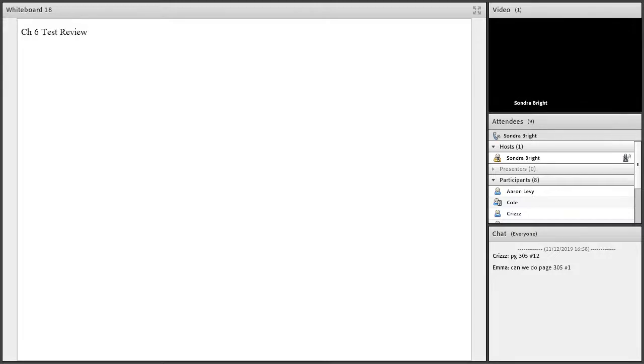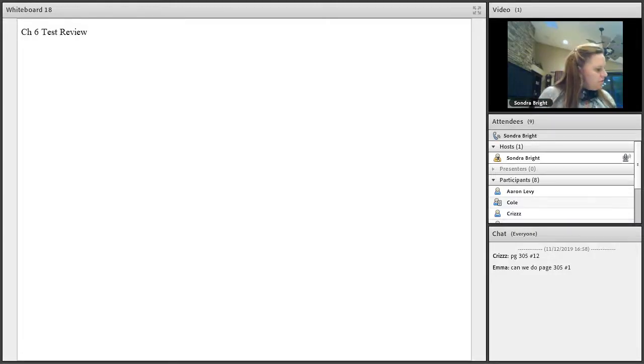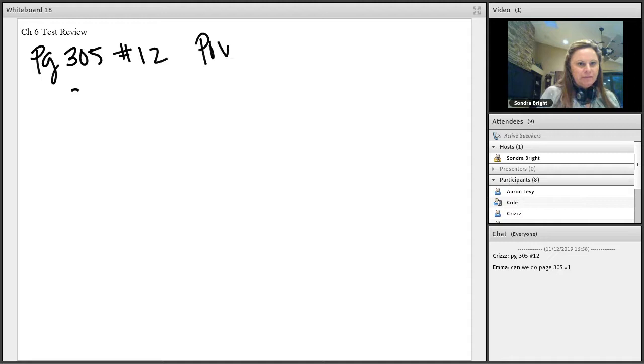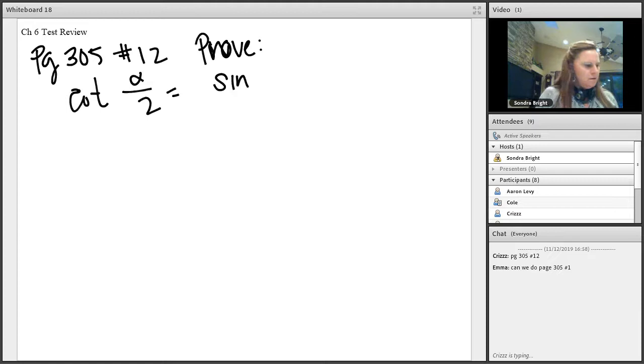Okay, we are recording. First one I'll do is page 305, number 12. It's prove the identity that cotangent of alpha over 2 is equal to sine of alpha over 1 minus cosine of alpha.